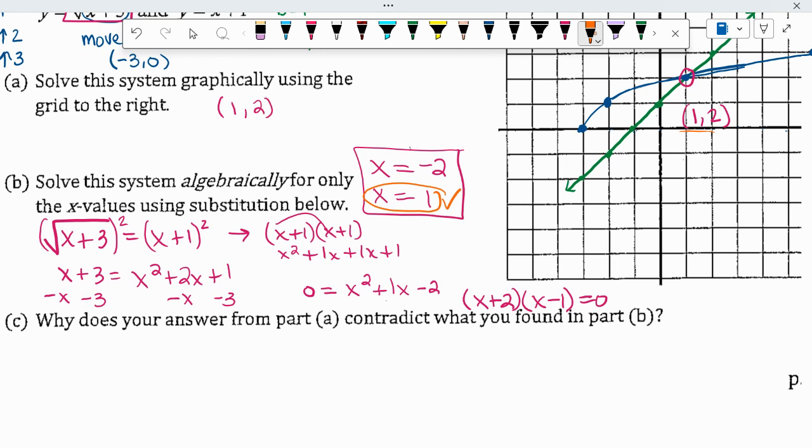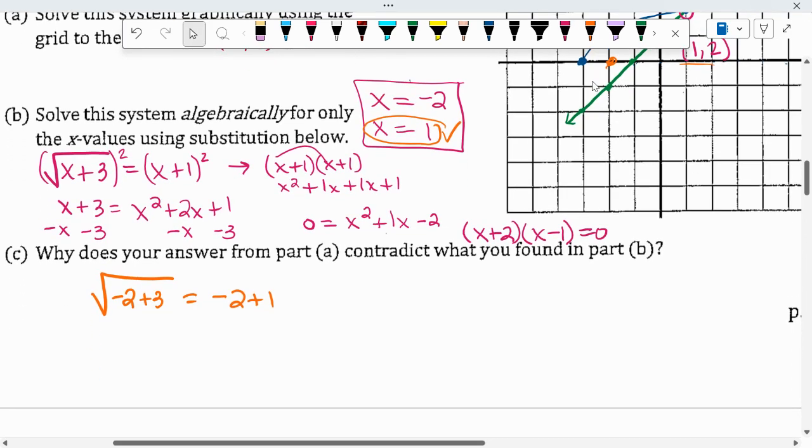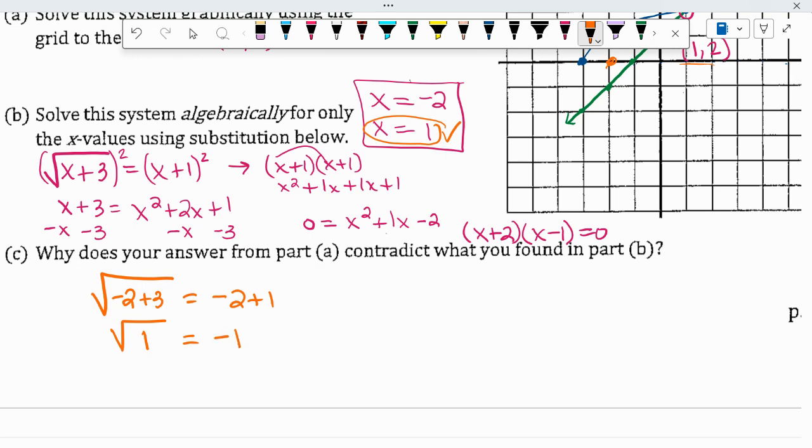But when x is -2, I'm right here. Am I touching either point of my line? No, I'm not. It's not going to be a solution, but I need to show you why. If I let x equal -2, I have the square root of -2 plus 3 equals -2 plus 1. That's what we started with. Well, -2 plus 3 is 1, and -2 plus 1 is -1.